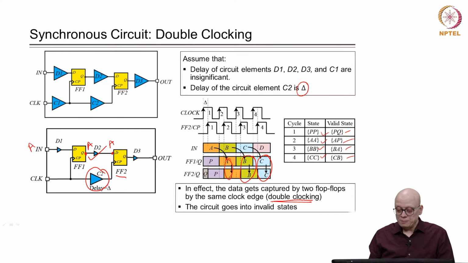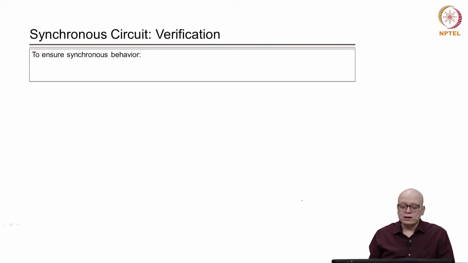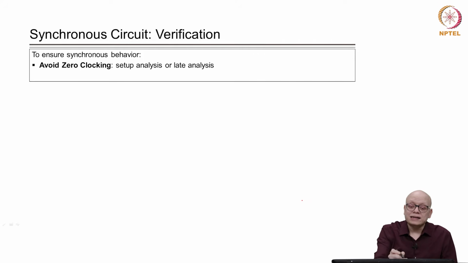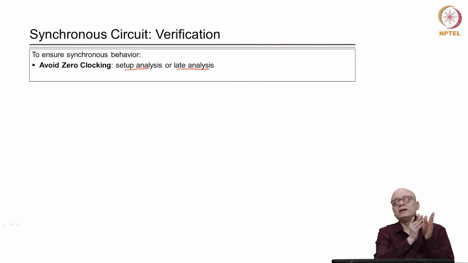So, now what does the tool do to ensure that double clocking and zero clocking do not take place? The NSTA tool avoids zero clocking by setup analysis or late analysis. Why is it late analysis? Because it is looking into the data path and checking whether the data delay between two flip flops is not too high, or that the data does not reach the capture flip flop too late, so that the synchronicity of the data is lost.